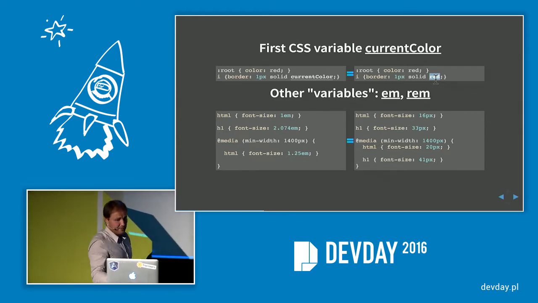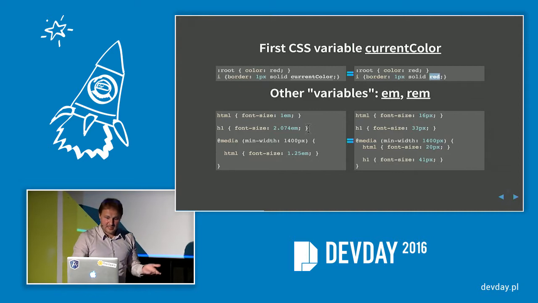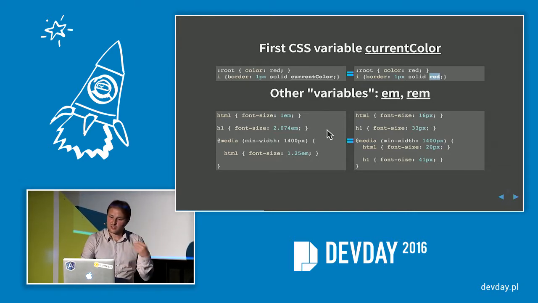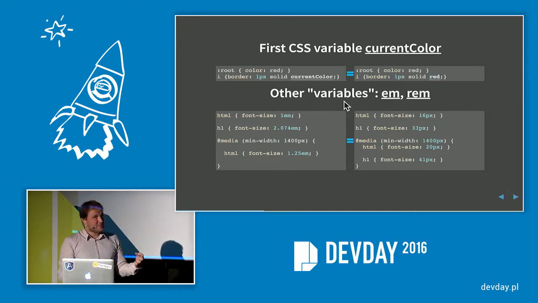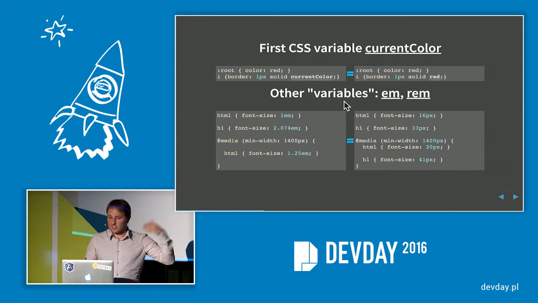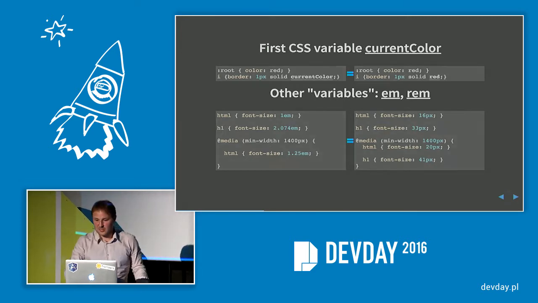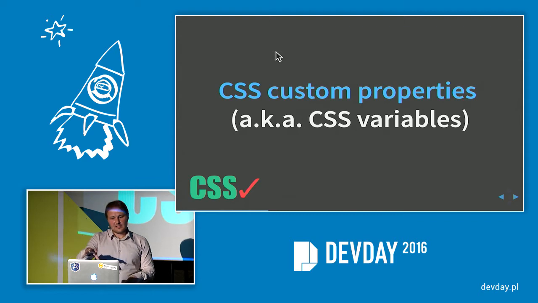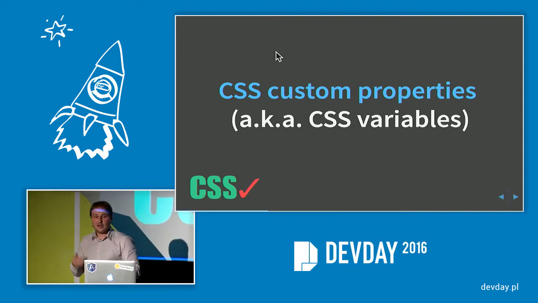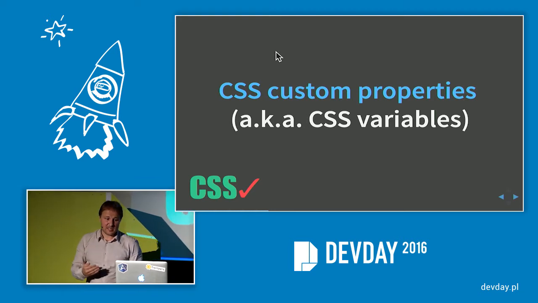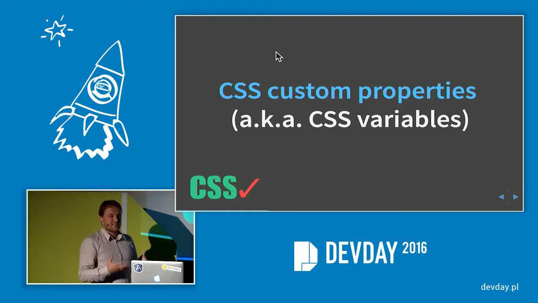The same with em and rem. They are for font size, and they are relative, but also kind of variables. But it's not something we want. We want real variables, like in JavaScript and other languages. So for that, CSS provides custom properties. And you will see on the next slides why the name is custom properties, because it exactly explains their purpose.